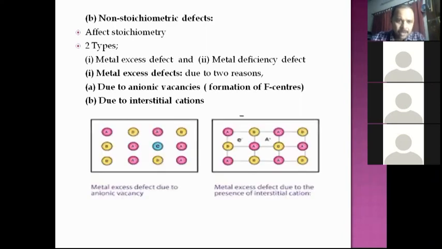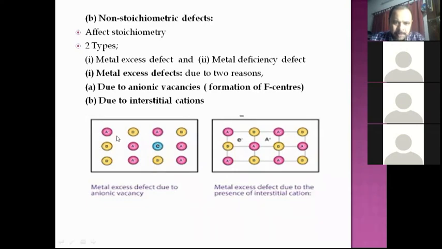So due to anionic vacancy is one. That means anions are vacating, cations are as such, and the number of anions is reducing. So metal excess happens. Due to interstitial cations means extra cations are there in the solid. Where is the place for extra cations to be accommodated? In the interstitial or void space. So due to extra cations in the interstitial site, that is the other way. You can see this diagram. Here A plus B minus, it is a little faint, but you can easily understand.